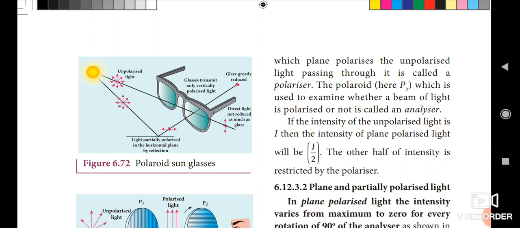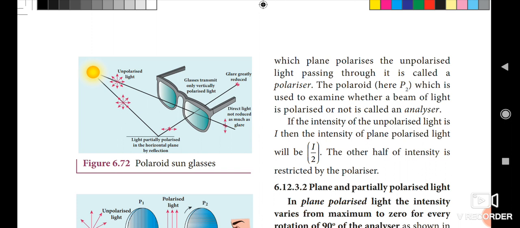First, the source is unpolarized light. After that, the unpolarized light is passed through the polarizer, and the outcoming light is called plane polarized light. The intensity of unpolarized light is taken as I, so what is the intensity of plane polarized light? I by 2, because half of the directions will be restricted by the polarizer.